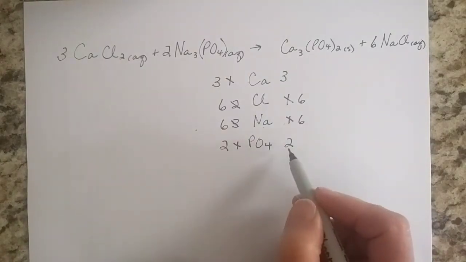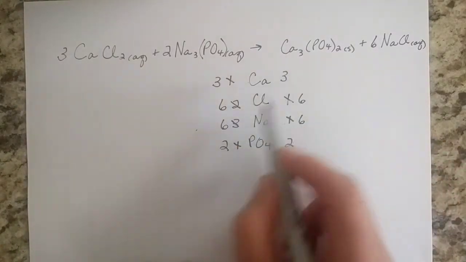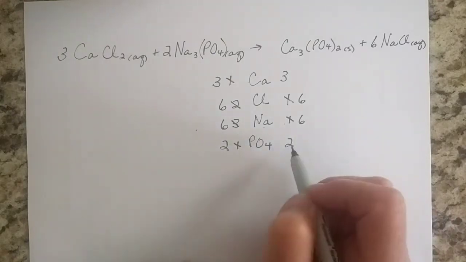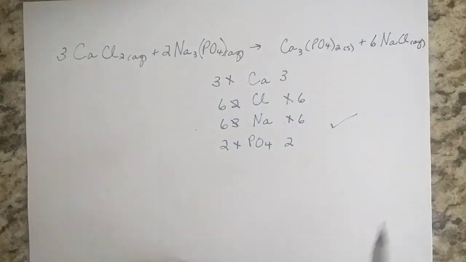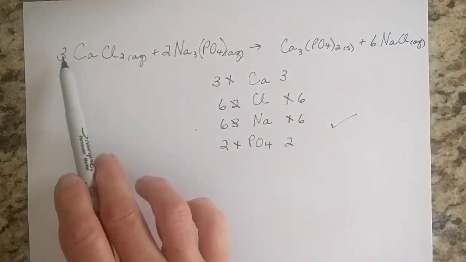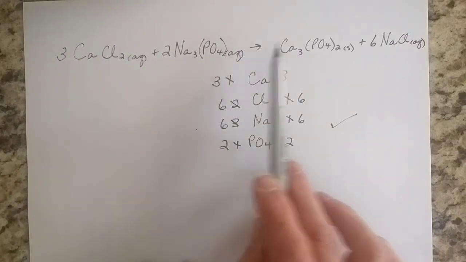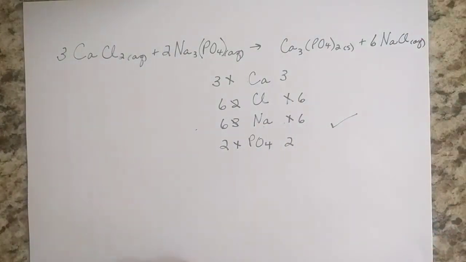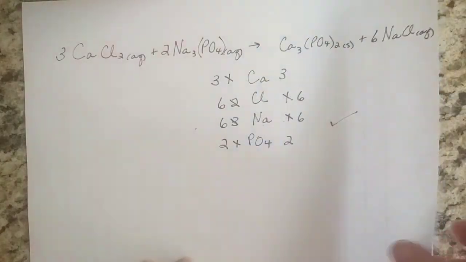So now we're good. 3 calcium, 6 chlorine, 6 sodium, 2 phosphate. We are balanced. Check our coefficients. 3 to 2 to 1 to 6 is a lowest whole number ratio. Awesome.